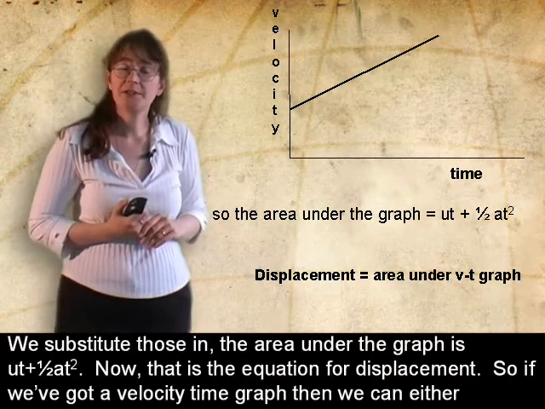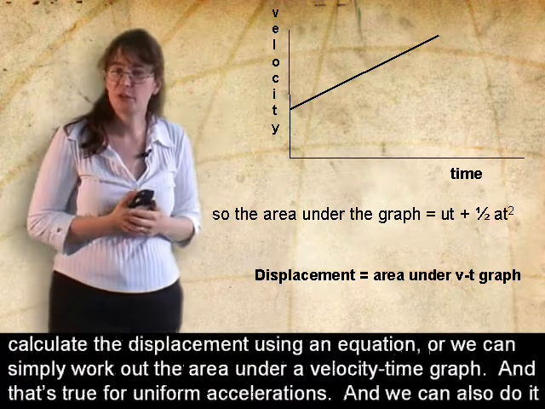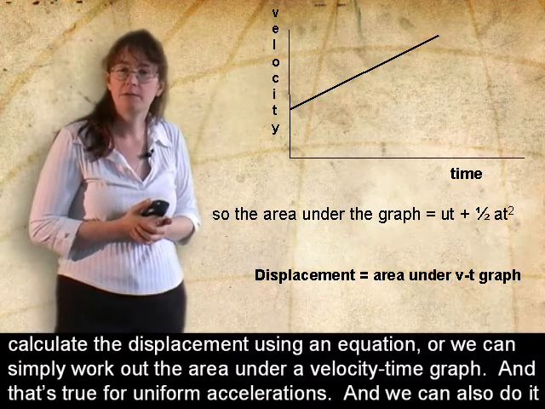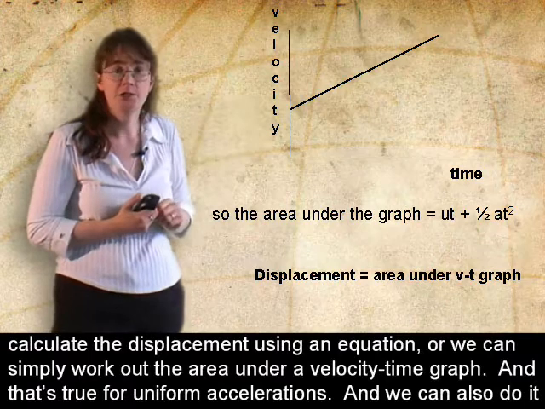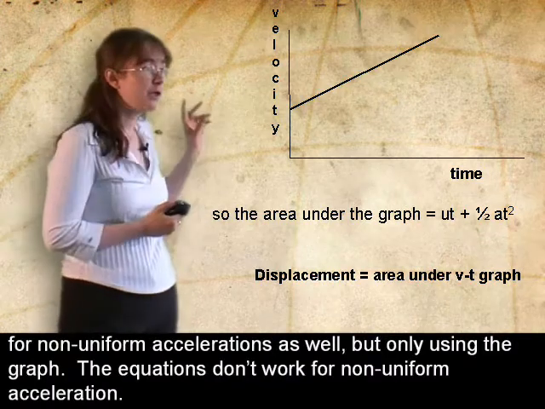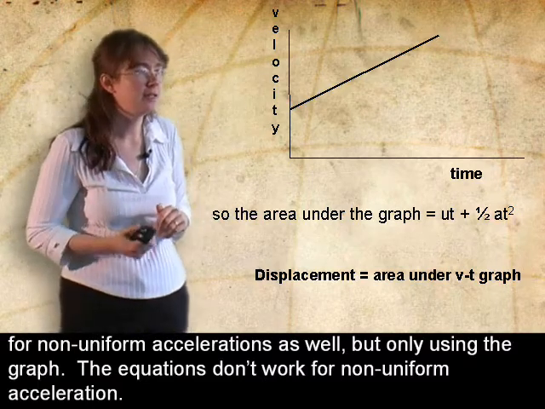So if we've got a velocity-time graph, then we can either calculate the displacement using an equation, or we can simply work out the area under a velocity-time graph. And that's true for uniform accelerations. We can also do it for non-uniform accelerations as well, but only using the graph. The equations don't work for non-uniform acceleration.